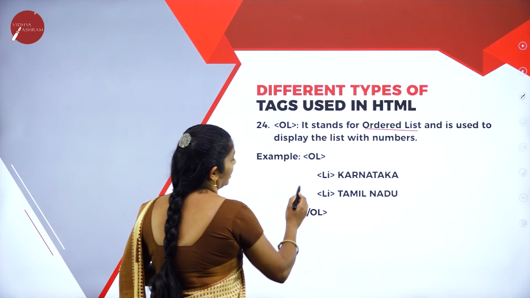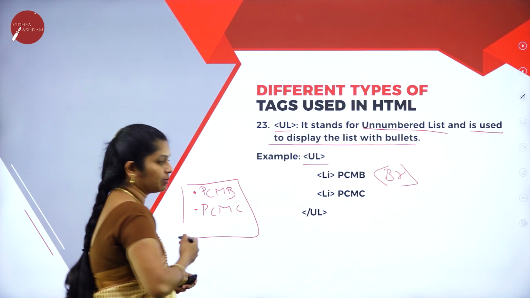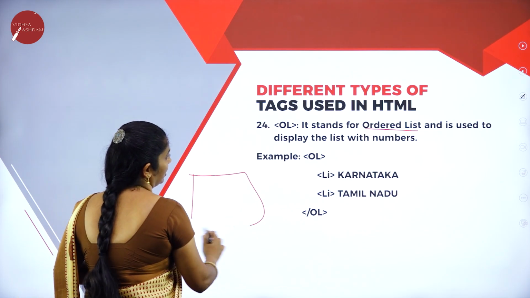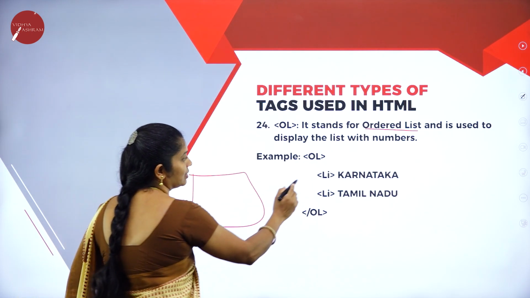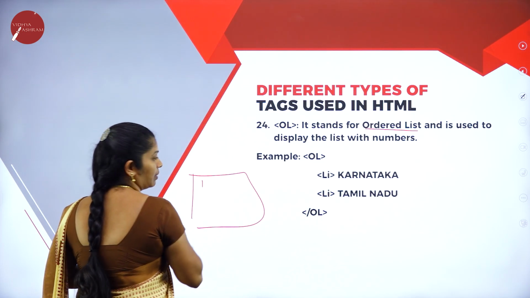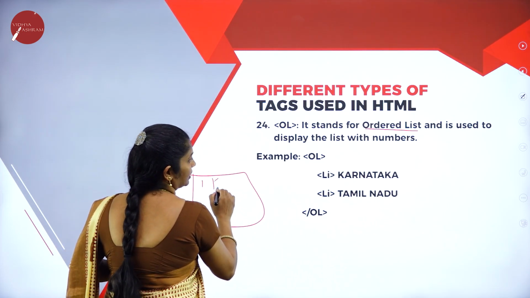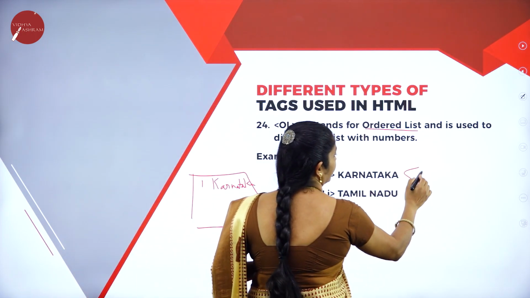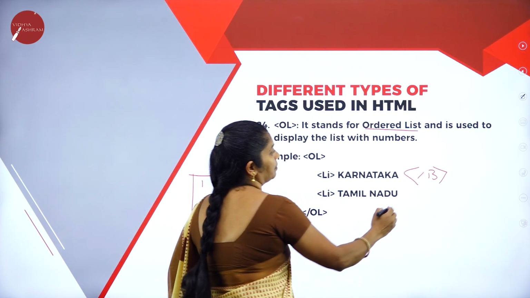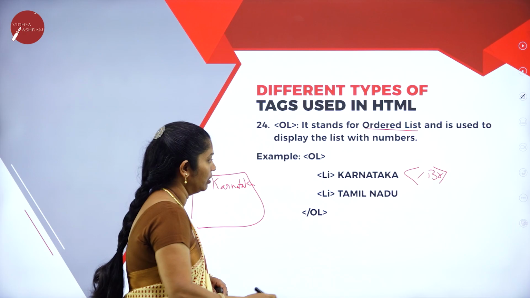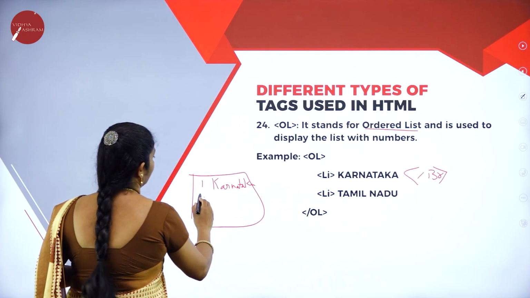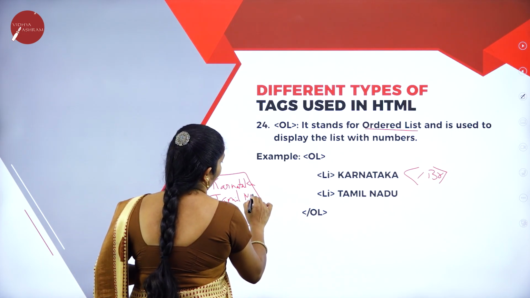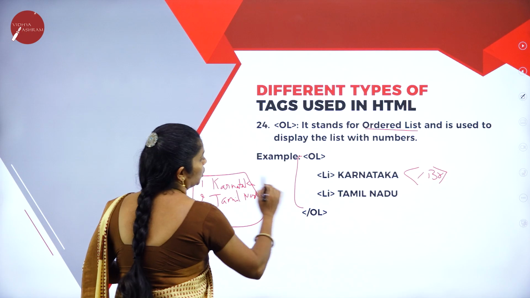Whereas in the previous case, in UL, it will display bullets, whereas in OL, it will display numbers. In this case, here we have OL, which means ordered list. First LI we write, then it will display 1. What do we have here? Karnataka, it will display. Then if I use the BR tag here, it's optional. If you do not use that BR tag, then it will display in the same line, that's all. Then here one more LI, that will display 2. Then here Tamil Nadu, it will display. Then we close this OL tag.